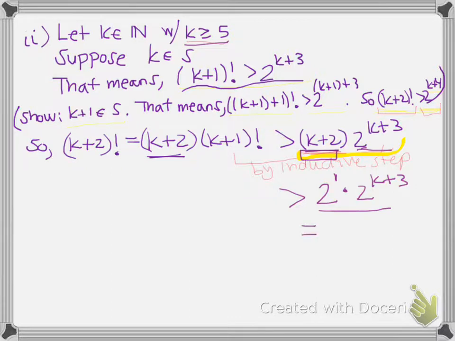This is true. This is equal to 2 to the k plus 4. Okay. Basically what I'm saying is that I can write that as this. And I would actually probably, if I was doing a proof on my own, just write it like that, to clearly show that greater than sign, right?